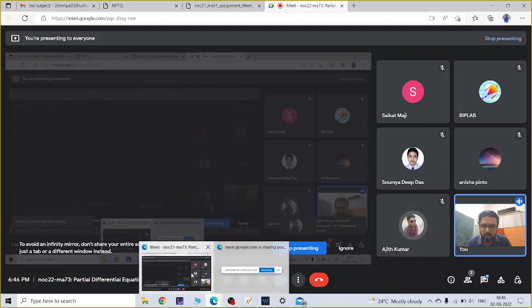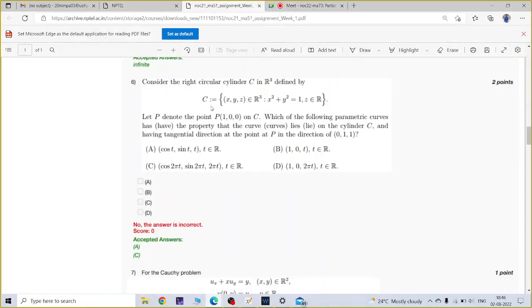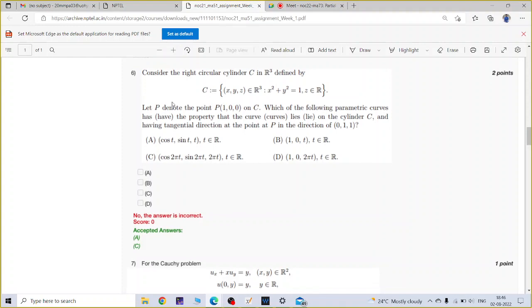Okay. So I'll show you the question. I'm solving some problems from partial differential equations. I already solved 3 questions. Now it is the fourth one. So is this screen visible? Tell me. Yeah, screen visible.